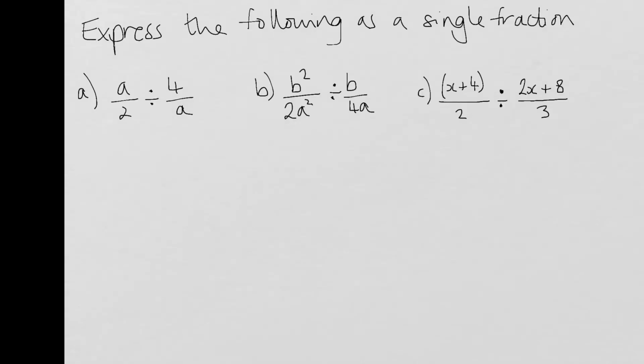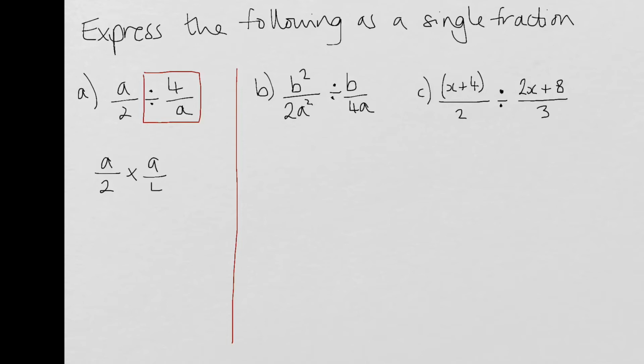Okay, moving on to dividing. Now, dividing is just as straightforward as multiplying. You just have to remember that you're going to take the reciprocal of the second part of the fraction. As you do with numbers, if I'm dividing by 4 over a, that's exactly the same as multiplying by a over 4. So you take the second fraction, do the reciprocal or flip it, and turn the divide into a multiply. So for the first expression here, I will get a squared over 8. And that's it, done. That's as far as it can go.